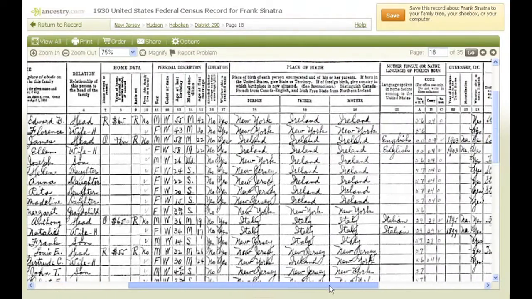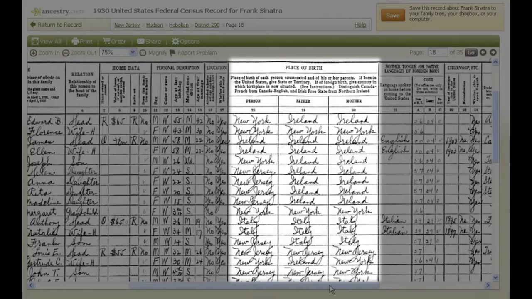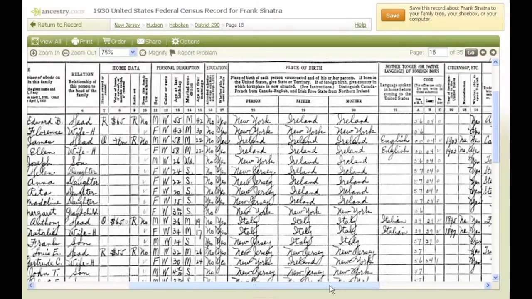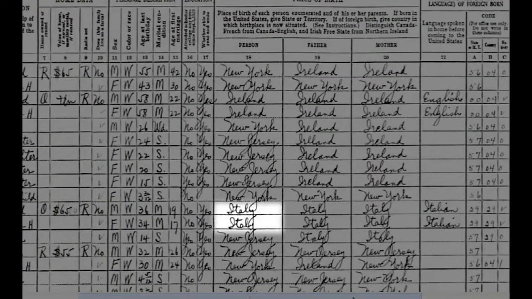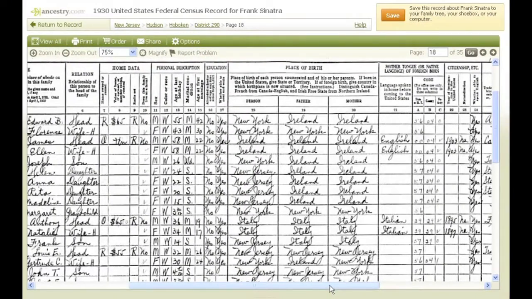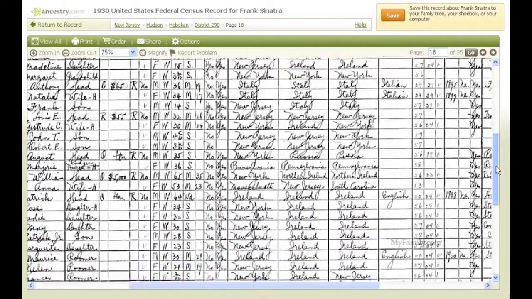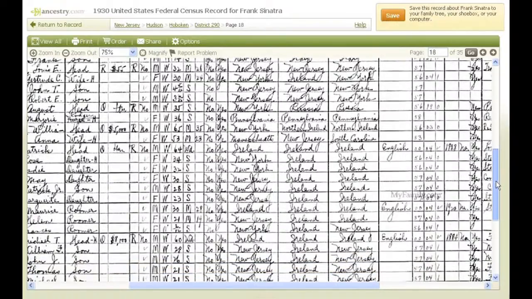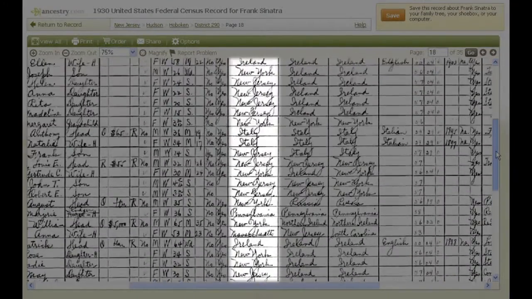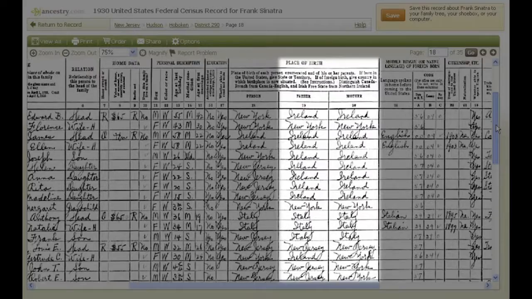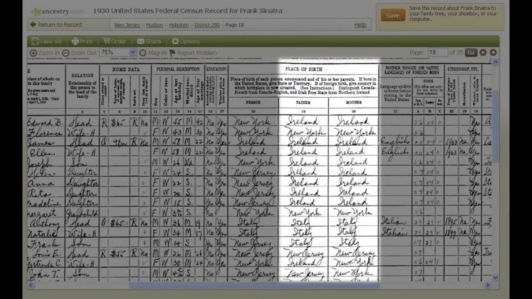Columns 18 through 20 tell you where each person in the household and his or her parents were born. Frank Sinatra's parents were both born in Italy. Knowing this can help you find their immigration records, which we'll discuss more later. Scrolling through a census record can also give you a good sense of a neighborhood's ethnicity. It looks like most people in this neighborhood were born in the U.S., but you can see that many of their parents were born in Ireland.